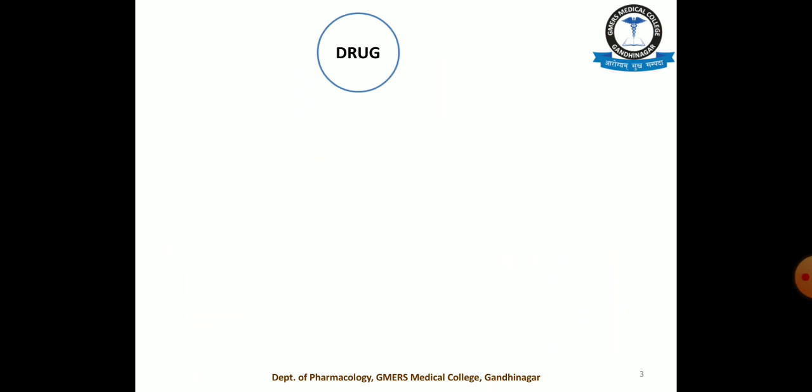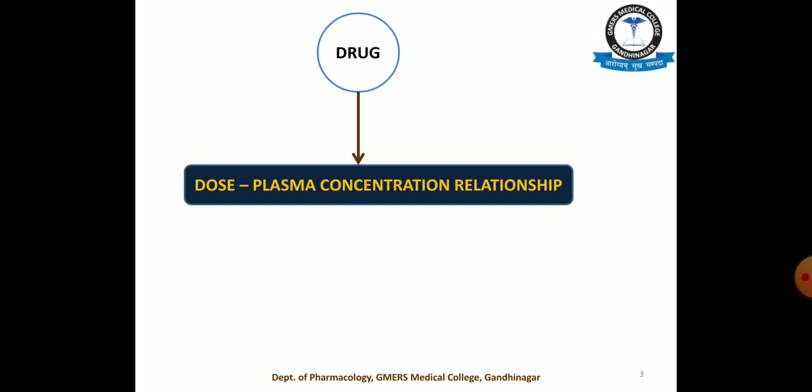First of all, what is drug response relationship or dose response relationship? Whenever we give a particular amount of drug to a patient, that amount is absorbed, then distributed, and some amount is metabolized before reaching the target site. Even though we measure the dose plasma concentration relationship, the more important is the dose target site relationship.